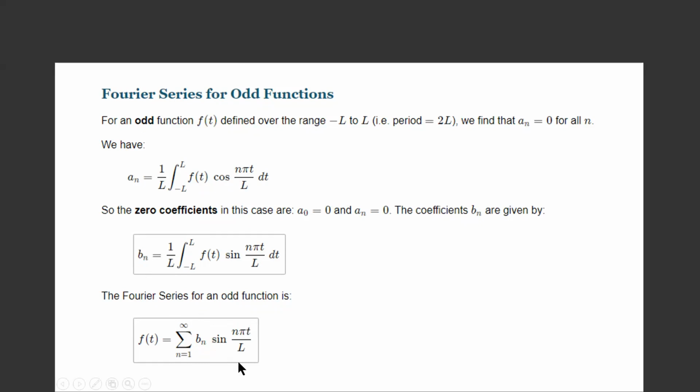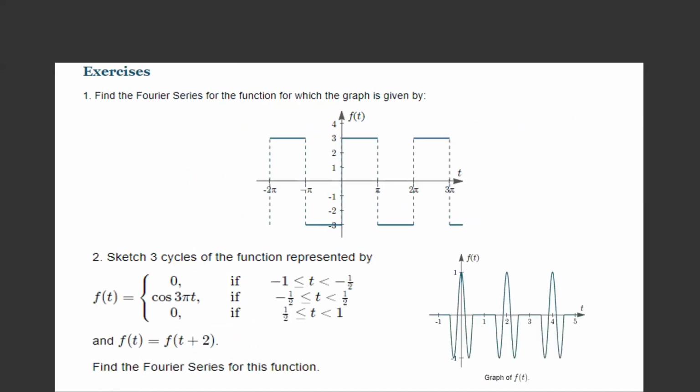You find only bn. And your Fourier series for the odd function will have only bn multiplied by sine. Okay. Why am I revising this one? I'm revising this one because it is 90% of our lecture today. Let's go for this exercise. Find Fourier series for the function for which the graph is given.